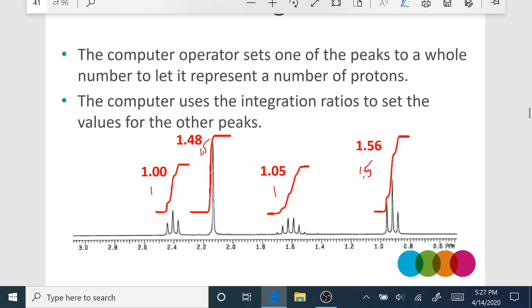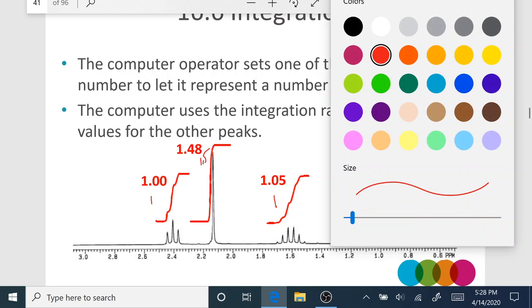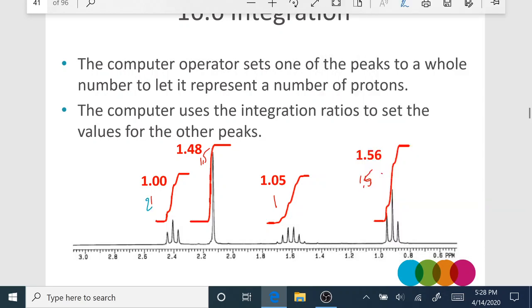So that means if we've got a 1 to 1.5 to 1 to 1.5 ratio of hydrogens associated with those signals, well, we can't have half a hydrogen, and this is not moles. This is actually atoms in a molecule. And therefore, in order to get an even number, we need to double everything. So we would double everything, and we would call that a 2 to 3 to 2 to 3 ratio.